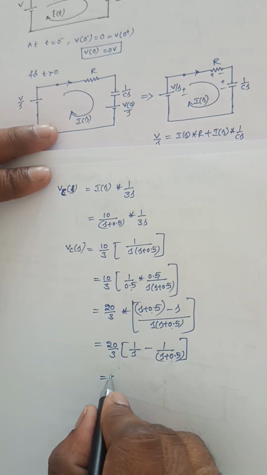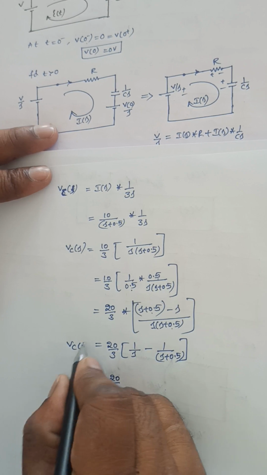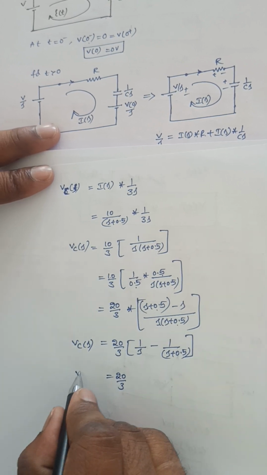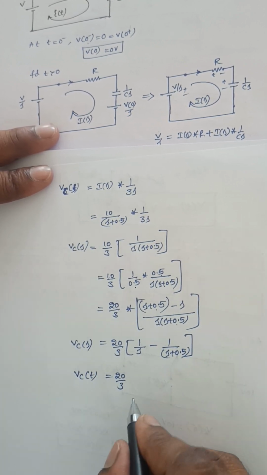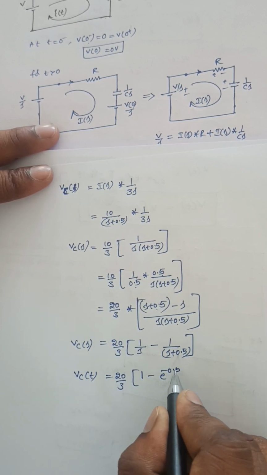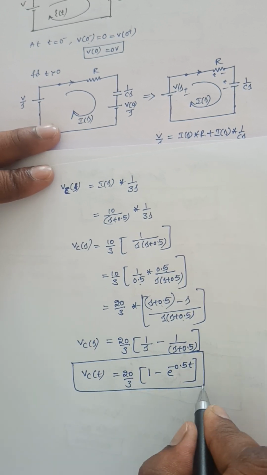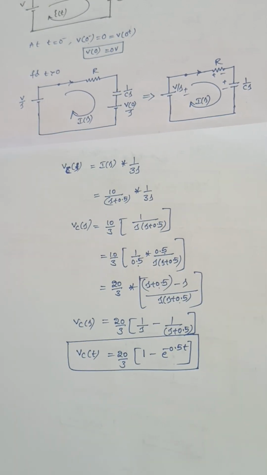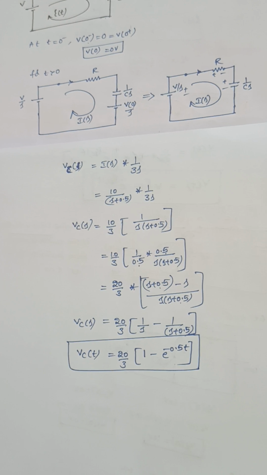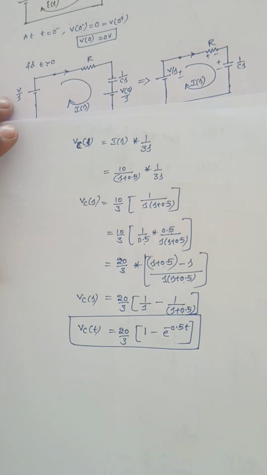So now it is 20 by 3 into Vc of s. If you apply the inverse Laplace transform for it, it will become Vc of t is equal to 10 by 3 into 1 minus e power minus 0.5t. So this is the expression for Vc of t. This is how we have to solve the problems using the Laplace transform approach for an RC circuit also.